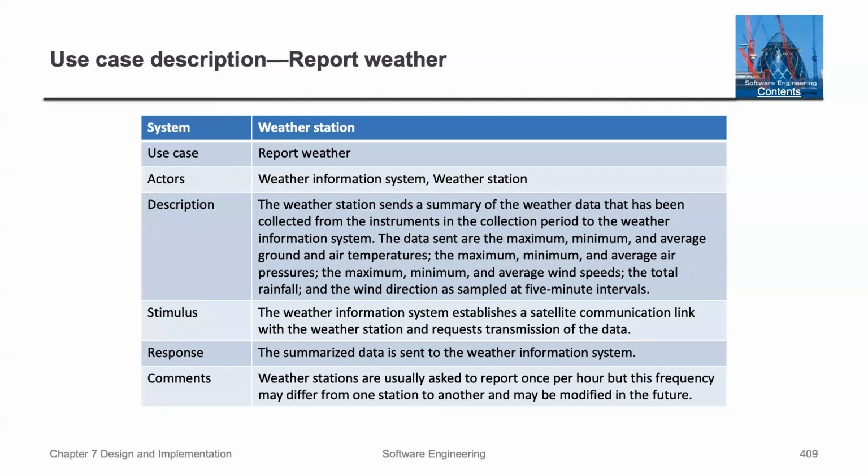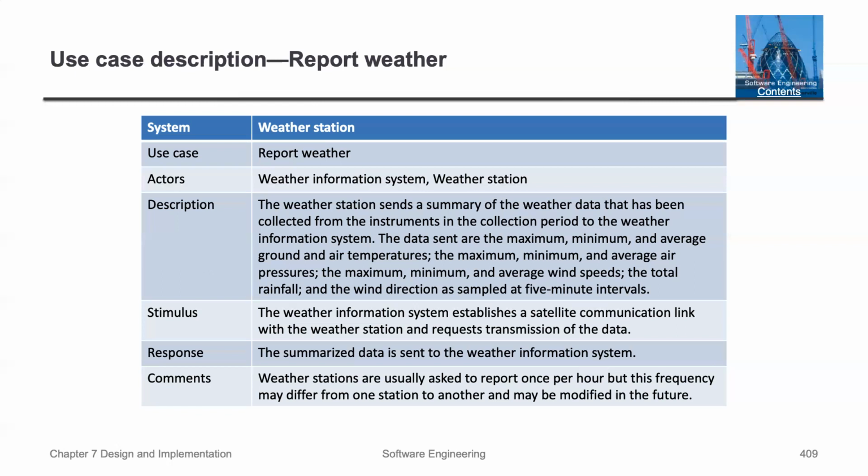So let's talk in more detail about the use case description for report weather. The actors are the weather information system and the weather station. The weather station sends a summary of the weather data that has been collected from the instruments in the collection period to the weather information system. The data sent are the maximum, minimum, and average ground and air temperatures, the maximum, minimum, and average air pressure, and the maximum, minimum, and average wind speeds. The total rainfall and the wind direction are sampled at 5-minute intervals.